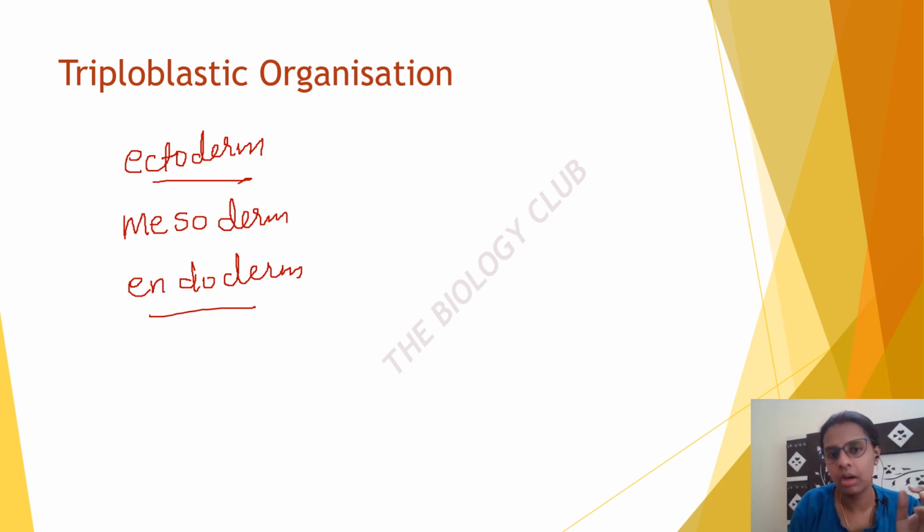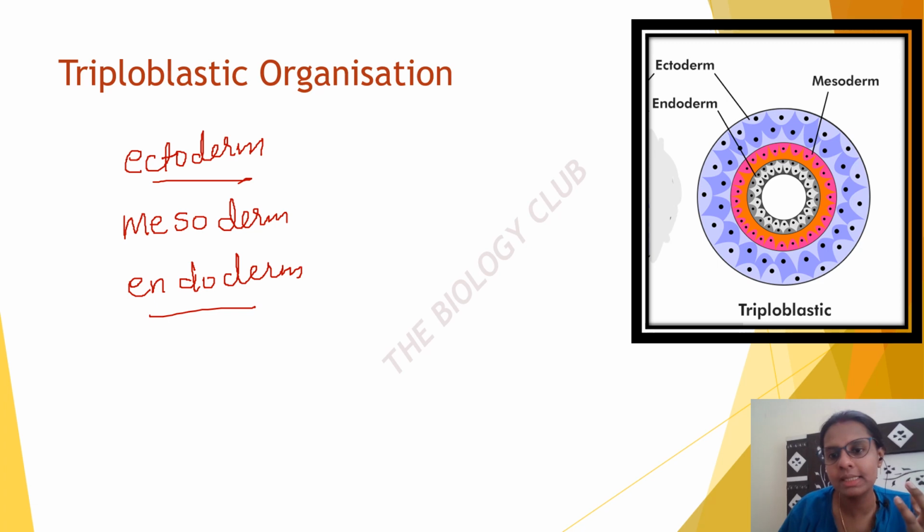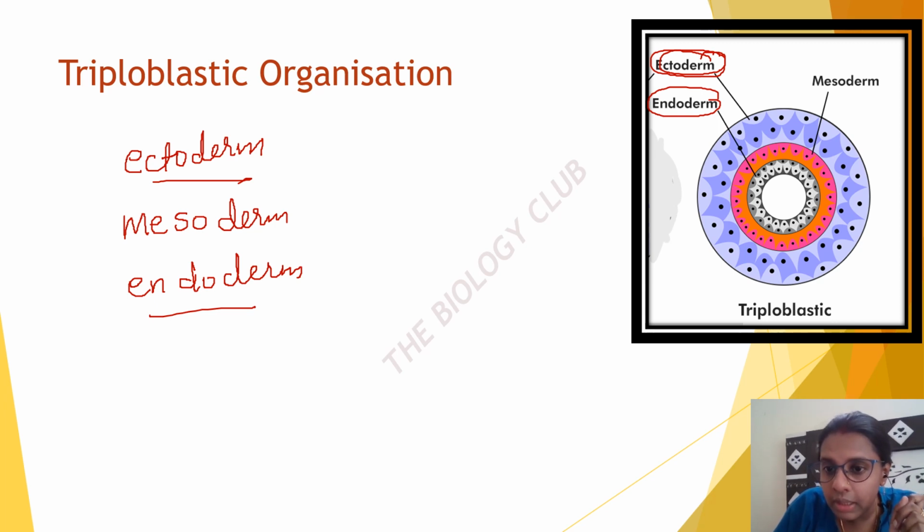Fine, let's look at how this organization looks. This is how it will look. Okay, outermost is the ectoderm, innermost is the endoderm, and as you can see, in between these two layers, we have one more layer. That is the mesoderm. So how prominent it is, right? How beautifully we can see it. So that's what. Fine.